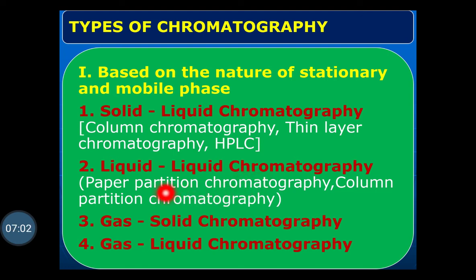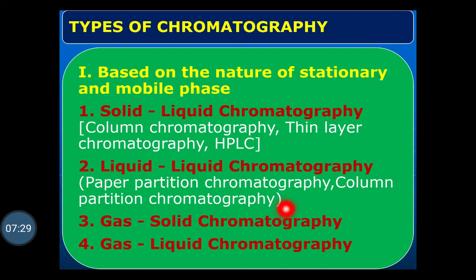So the examples of this type of chromatography, that is paper chromatography, also called paper partition chromatography, and column partition chromatography, are examples of liquid chromatography. Then gas solid chromatography. As the name indicates, here the stationary phase is solid in nature and the mobile phase is gas in nature. So it is called gas solid chromatography.